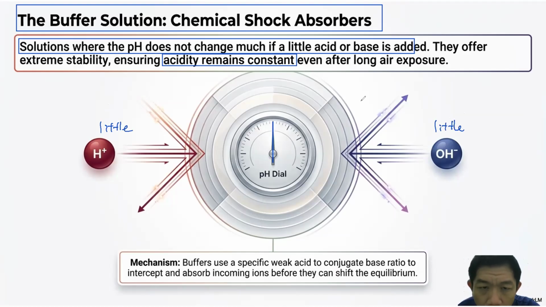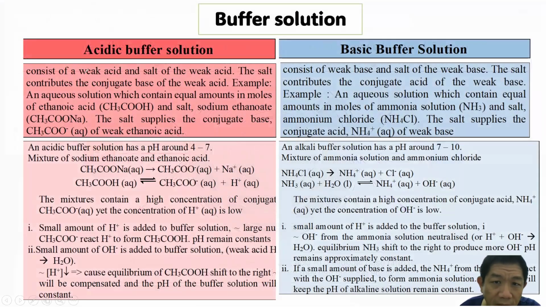Okay. So what are the components that make a buffer solution? Buffer solutions can generally be divided into two types. One is an acidic buffer, another one is a basic buffer. So what makes an acidic buffer and a basic buffer? Let's have a look together.